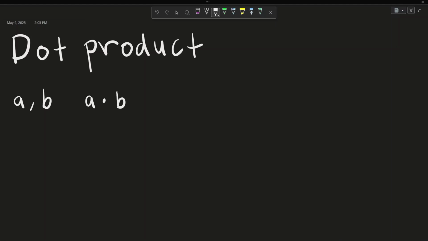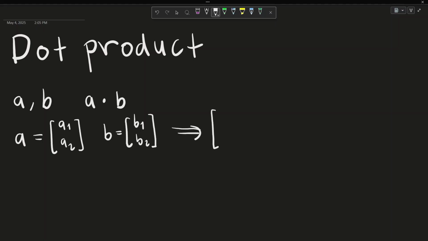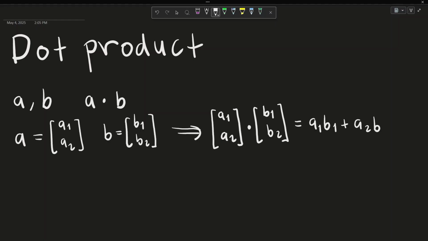And so what this means algebraically, let's say A is a vector in 2 dimensions. Let's say it has entries A1, A2. And let's say B similarly has entries B1, B2. If we took the dot product of A dot B, what we'd be doing is taking A1, multiplying it by B1, and then adding A2 multiplied by B2. And so what we'd have is A1 B1 plus A2 B2. And as you might imagine, for higher dimensions, this trend would continue.